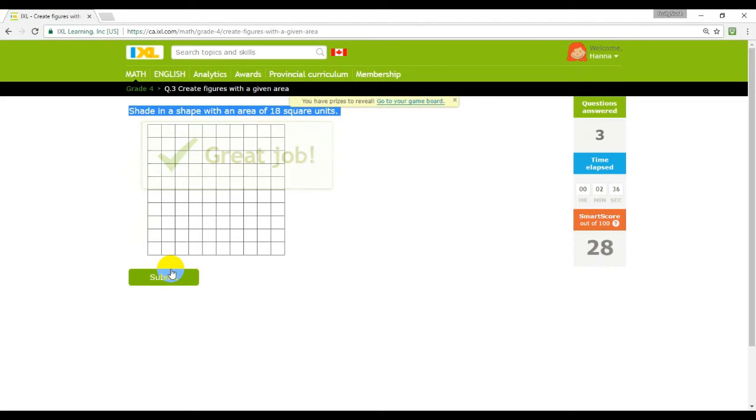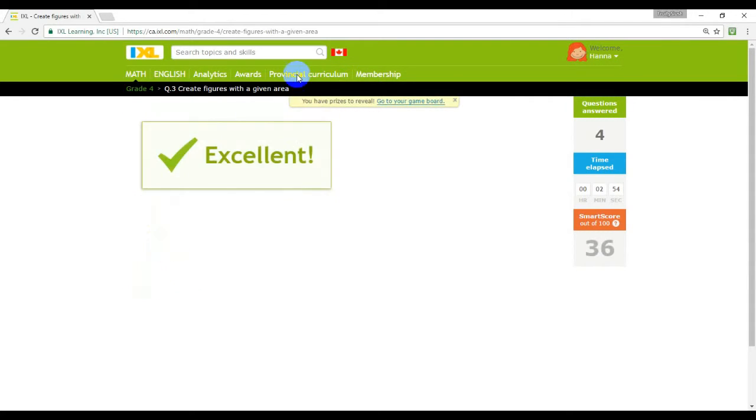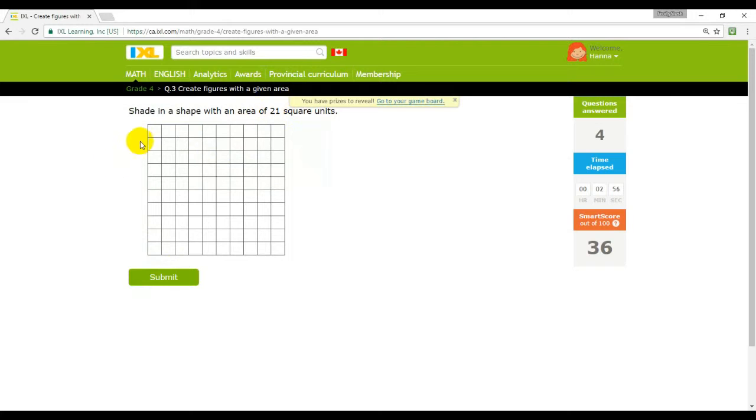So let's try it with this. So 18. Okay, first we're going to have a full row of 10s. And then we're going to make another full row, but leave out 2. So that will be 18. There. Now 21. So we're going to fill out 2 full rows.